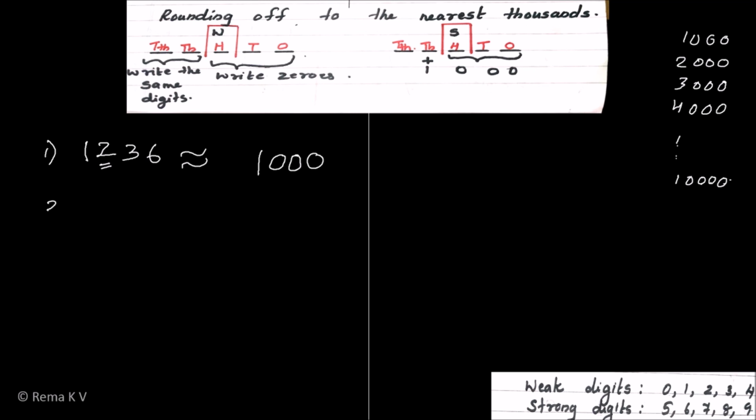Okay. Now the second one, 3054. This is to be rounded off to the nearest thousands. So here put 0 in ones place, tens place and hundreds place. And now check the digit in the hundreds place. Hundreds place digit is 0 here. It is a weak digit. So write the same digit in thousands place. Now the third one.